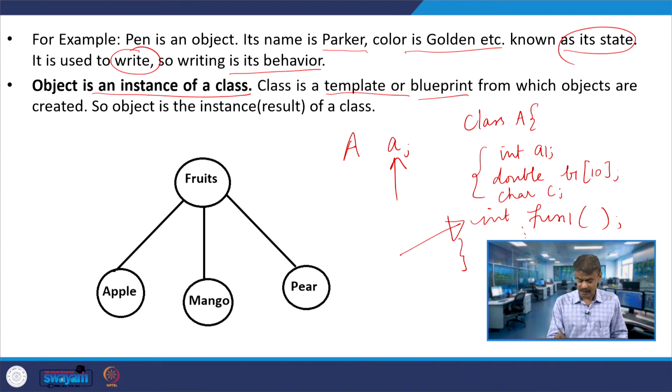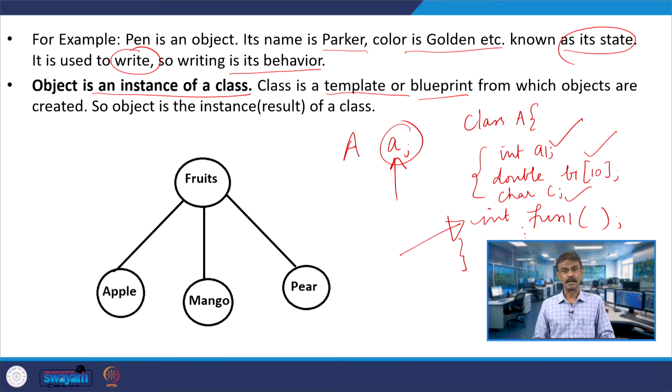Now from class A, I have created an object, small a. This a can access A1, it can access B1 of 10, it can access C, and it can invoke the functions. I can put a dot A1, assuming A1 takes a value, or I can write in main a dot A1 equal to 10. So, I can instantiate an object. This is what exactly you are doing. An object is an instance of a class, and you have instantiated an object.